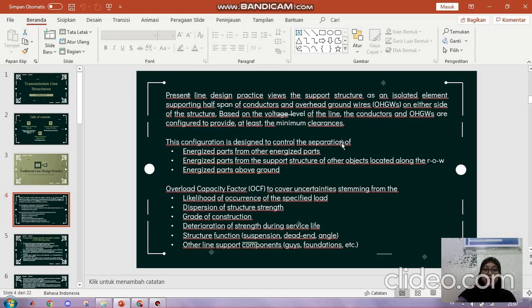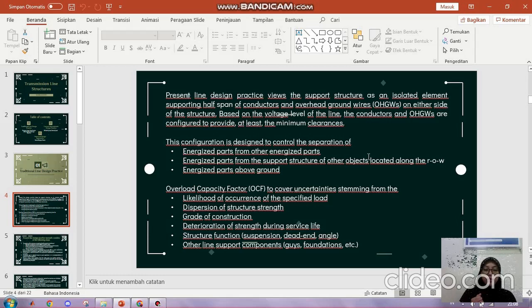This configuration is designed to control the separation of, number one, energized parts from other energized parts; number two, energized parts from the support structure or other objects located along the road; and number three, energized parts from the ground.